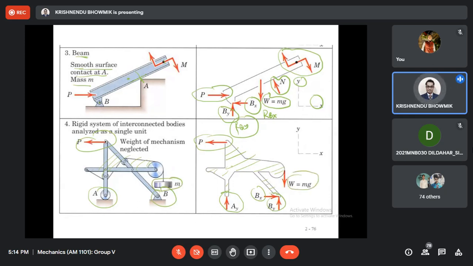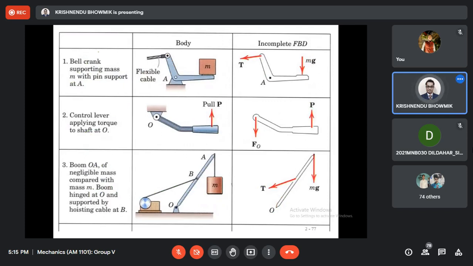Don't represent by mass only, you represent by force, because everything has force. You cannot add mass with force, correct? Convert that way. So another example, this is the flexible cable, it will be tension. This is the mass represented by mg.